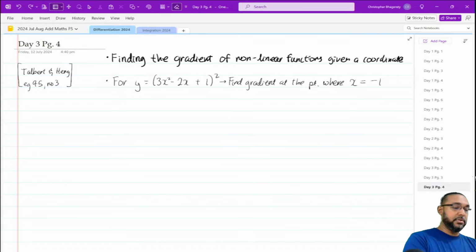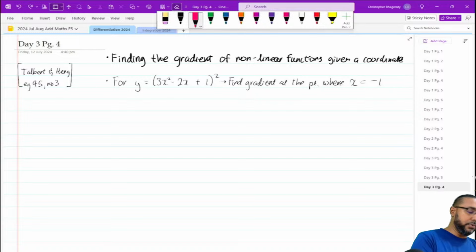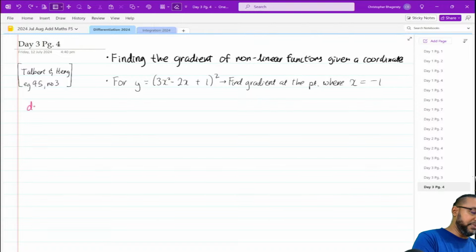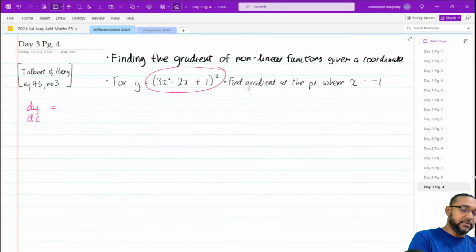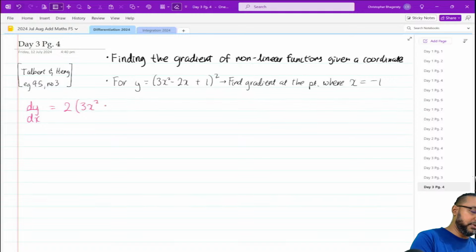So what do we use to find the gradient of a nonlinear function? We use differentiation. So we find the derivative of the function, in this case, the derivative of y with respect to x. Here we have a composite function, so we use our chain rule. You're going to multiply the index to the front. That's going to give us 2. Then multiply by the whole function, 3x squared minus 2x plus 1. Of course, you're going to decrease the index by 1. And we have to multiply by the derivative of inside of the bracket.